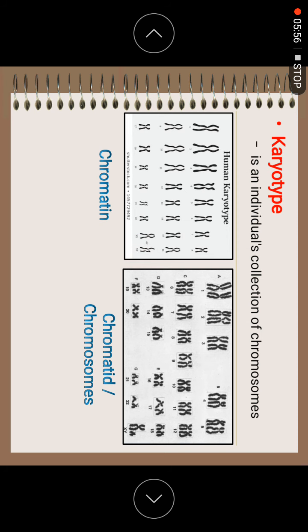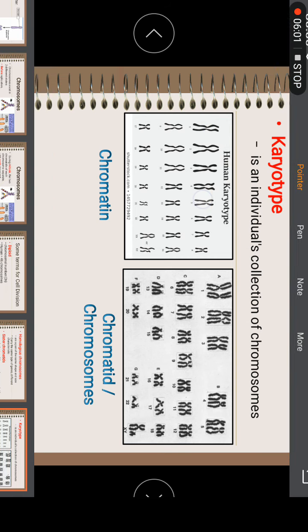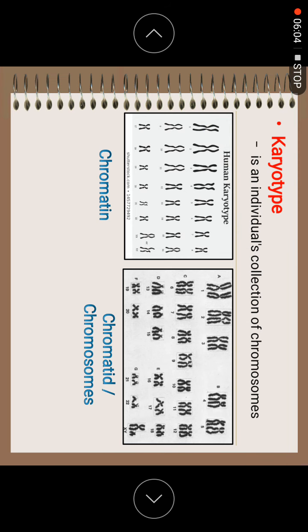Okay, so that means you can count. This is one pair, 1 2 3 4 5 6 7 8, and then you can see 23. So one pair, two pair, three pair. What I want you to see here is the chromatin. One pair is one chromatin, two chromatin.